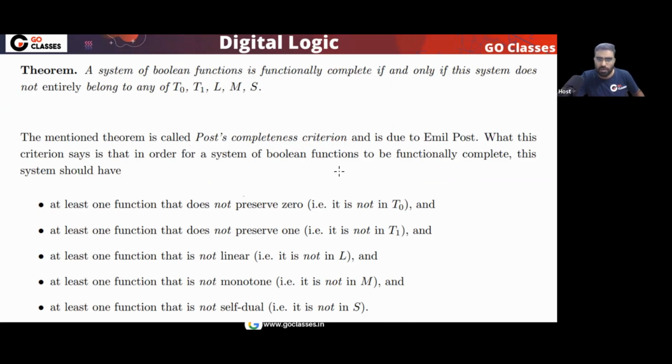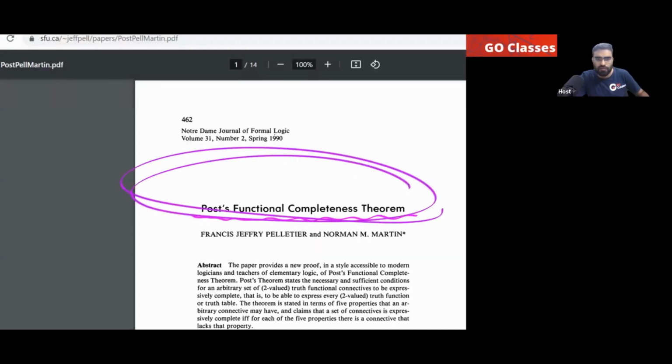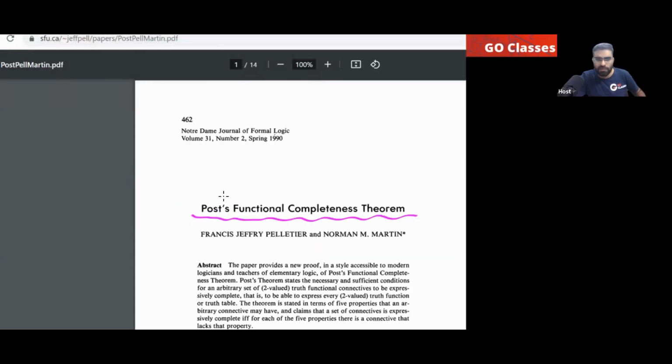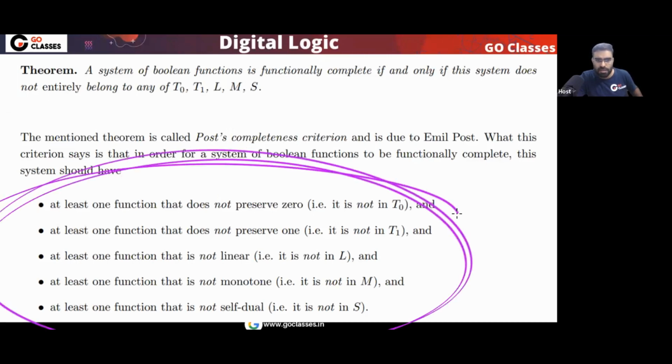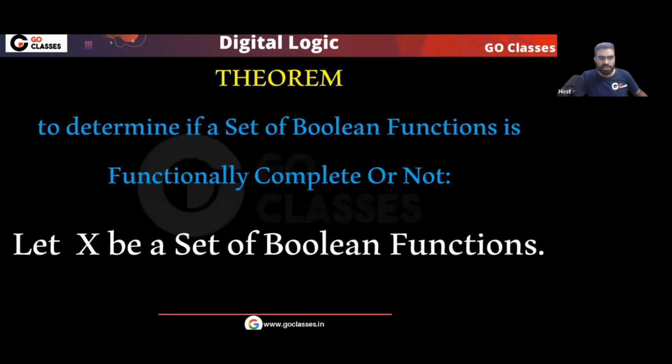Let's discuss this in detail. All the guidelines that we have seen are standard, coming from Emil Post's functional completeness theorem. Now we will discuss this Post functional completeness theorem one by one. You can see there are 5 points. These 5 points we are going to discuss one by one. So let's start the discussion.